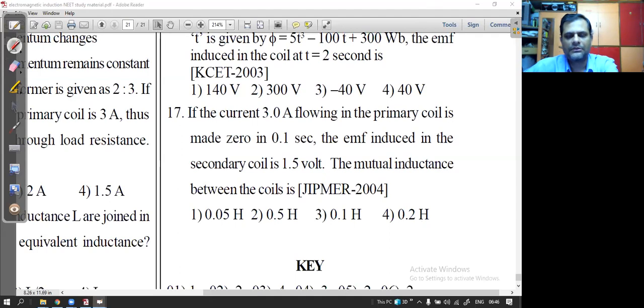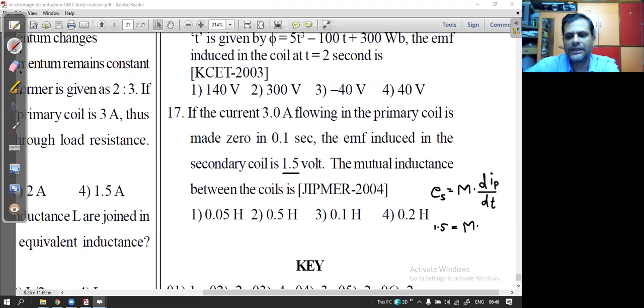See, the mutual inductance is to be found out. So what is the formula we have for mutual inductance? The EMF produced in secondary is actually going to be mutual inductance into the rate of change of current in the primary. We have this formula. So here, EMF in secondary is already given to be 1.5 volt, so we put 1.5 here.